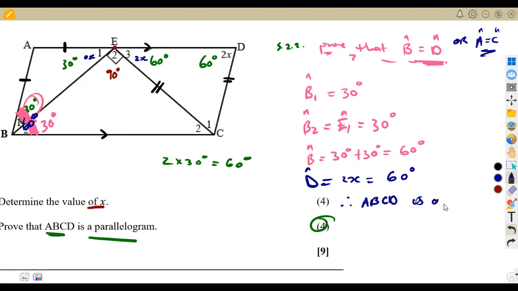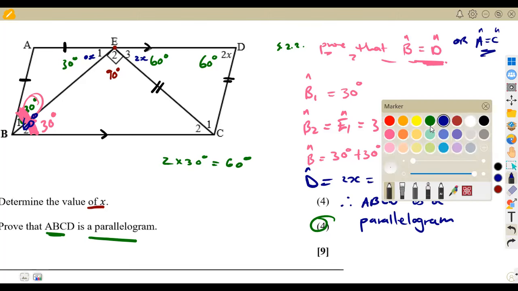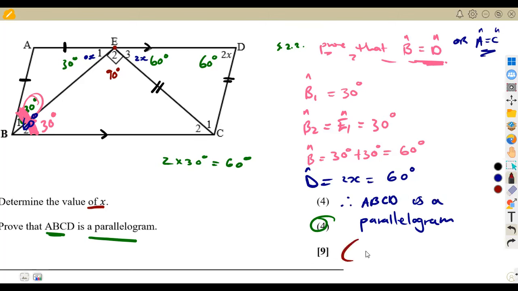Therefore, ABCD is a parallelogram. So for you to prove a shape, you must know the properties of that shape. You must know the properties. So this is a parallelogram. So the condition there is going to be from what? From the fact that we saw that this is opposite angles equal, right? So opposite angles equal.